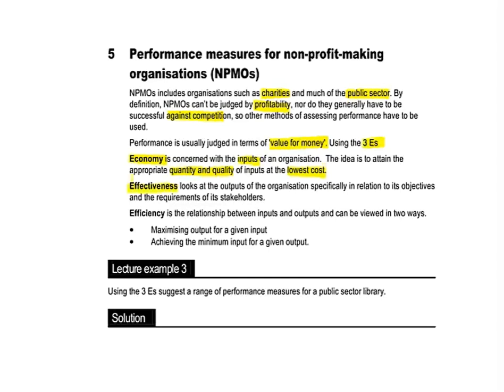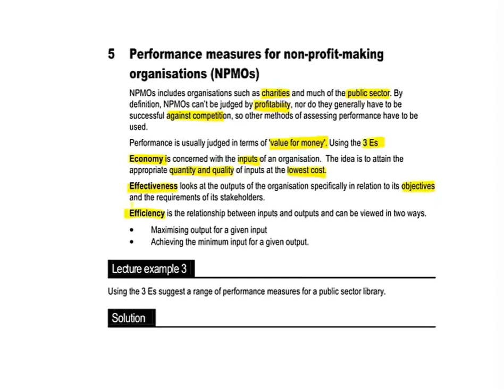Effectiveness looks at how well the organisation is doing with regards to its objectives. And it can be quite difficult sometimes to actually define the objectives of a not-for-profit organisation. But we still need to try and do that and define those objectives so that we've got a measure of whether or not they've been successful.